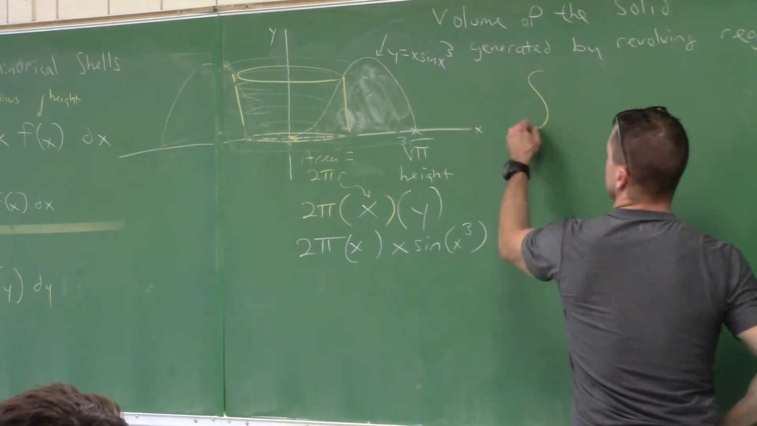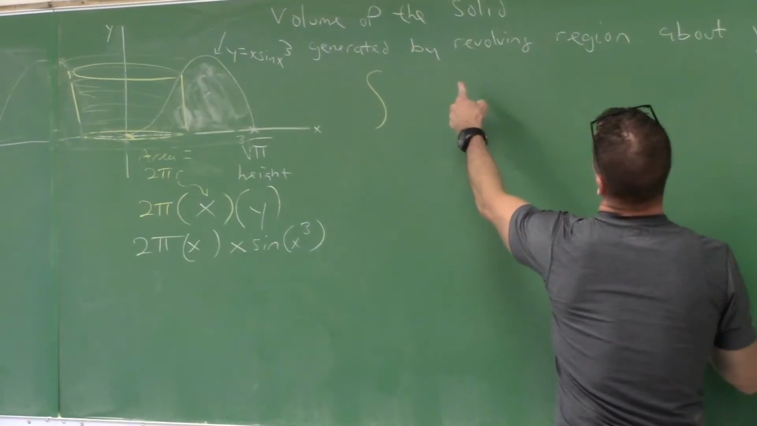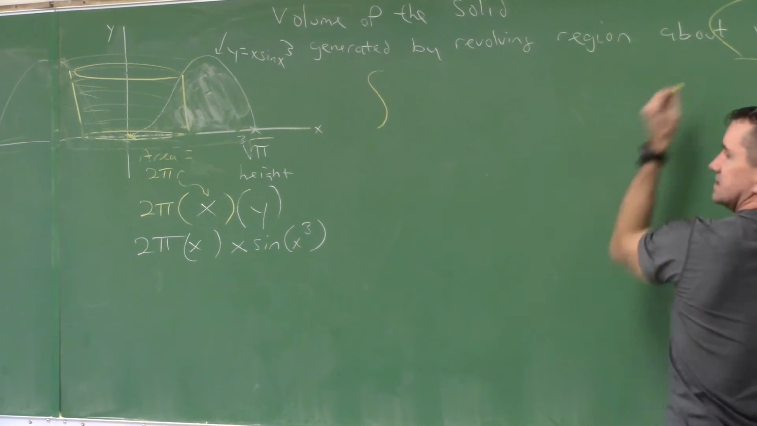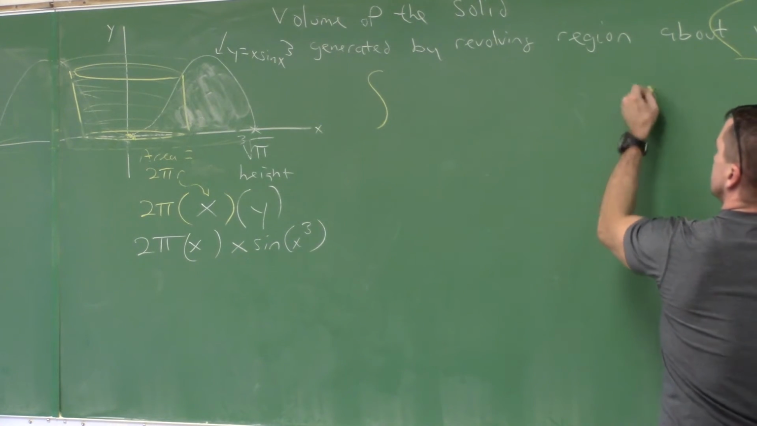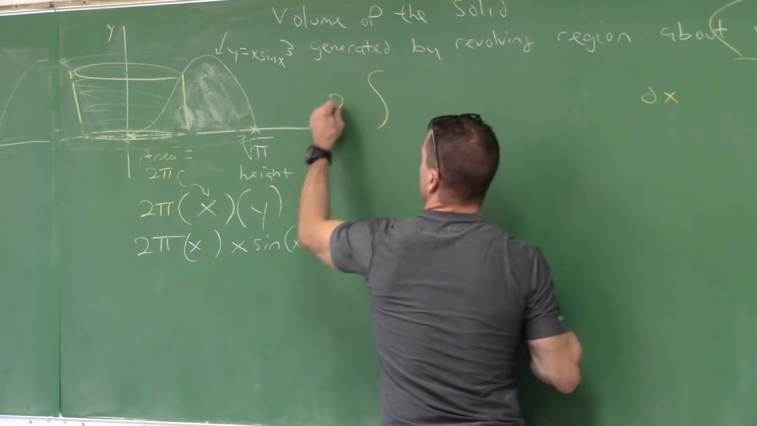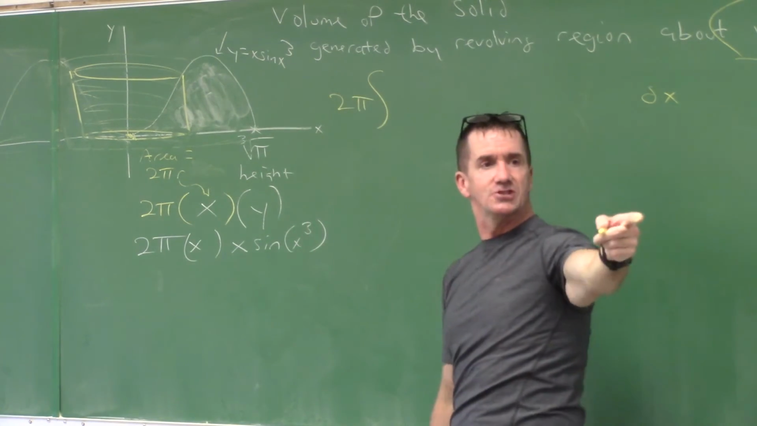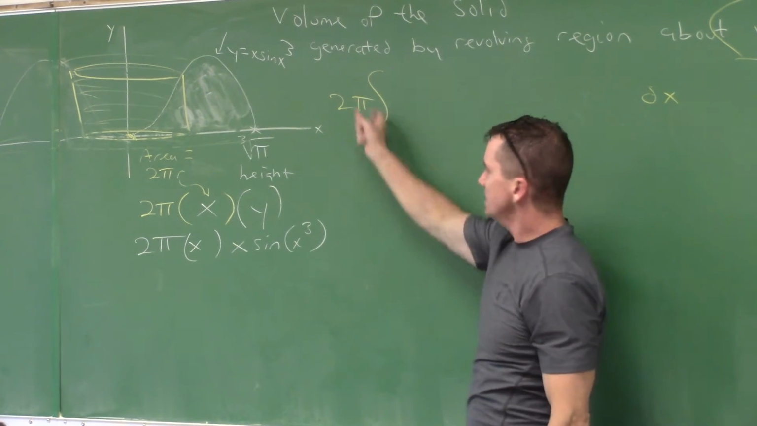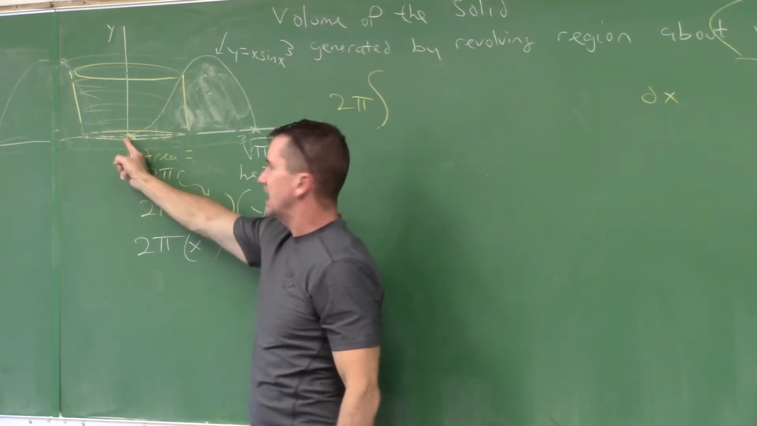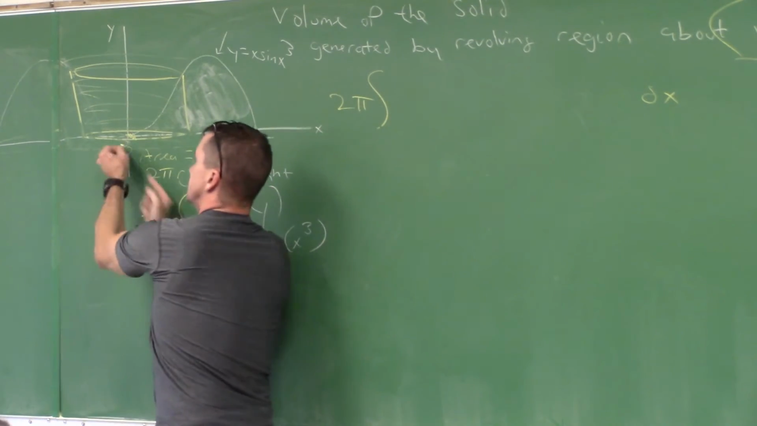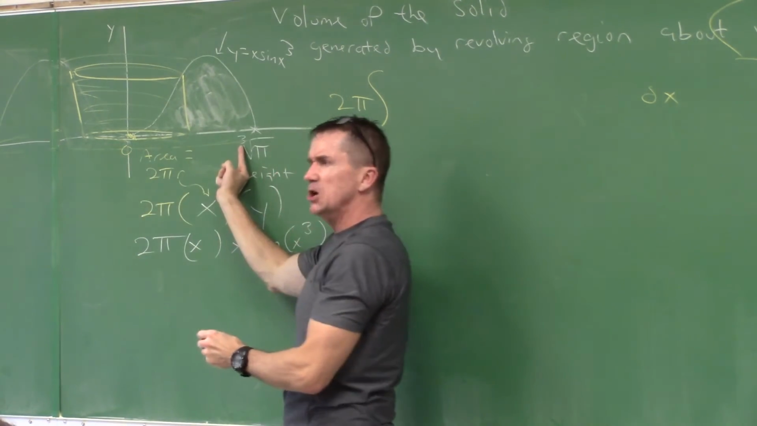The limits of integration, everyone. This is getting revolved about the y-axis. I'm doing cylindrical shells, dx. I'll put the 2 pi out in front. Your suggestion, I like that. What's the limits? These were given. Can everyone see the x values? This was 0. And this was the cube root of pi.